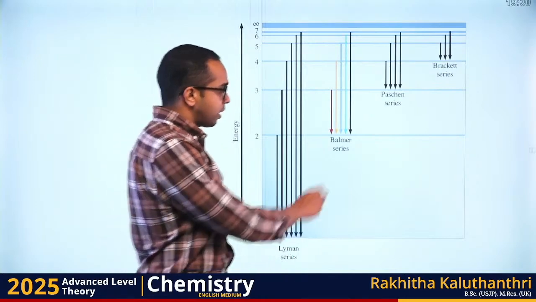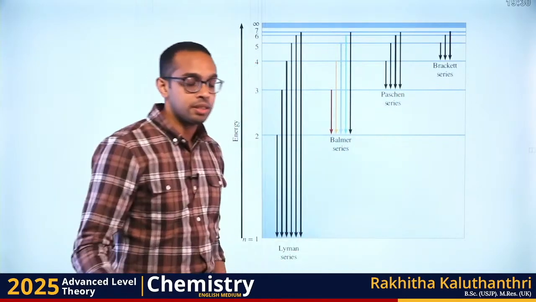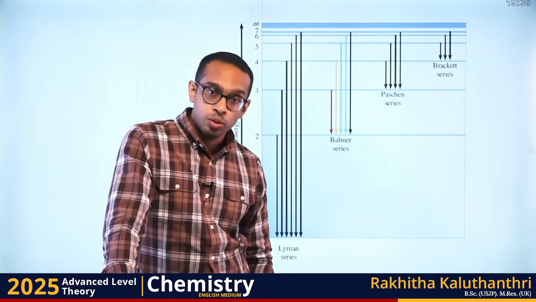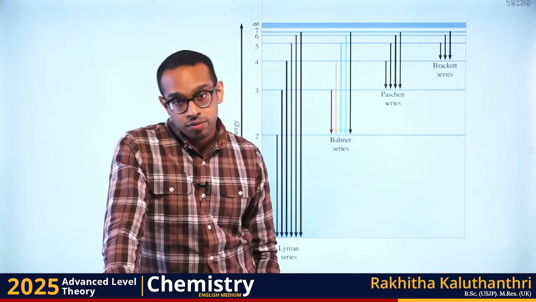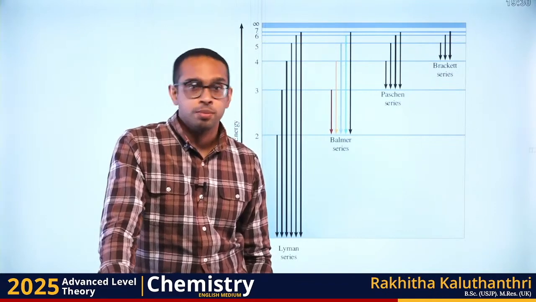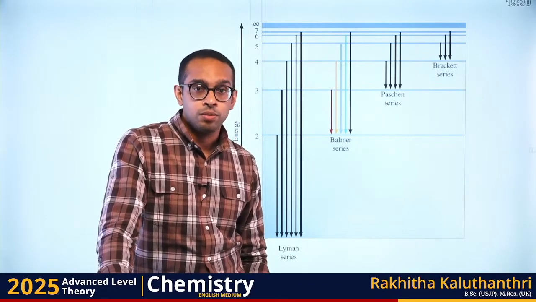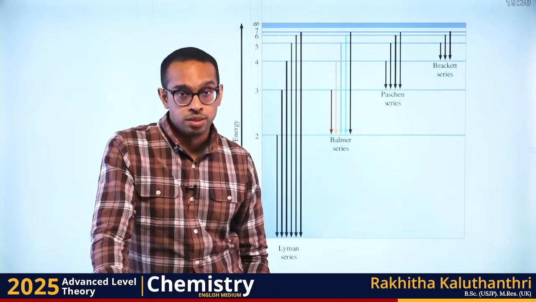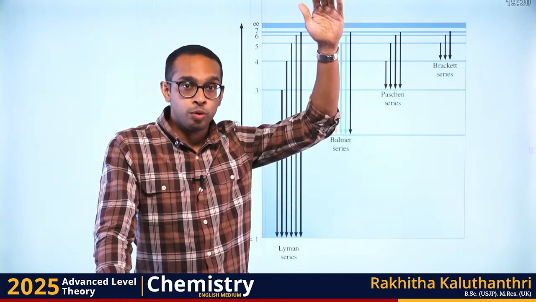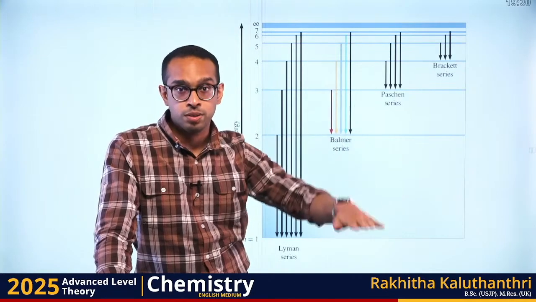So there are a few different series that are going to be discussed in this lesson today. I just want you to know first of all that each of these series is produced when electrons are transitioning from high energy levels to different energy levels. Lyman series is when electrons transition from high energy levels to the first energy level.